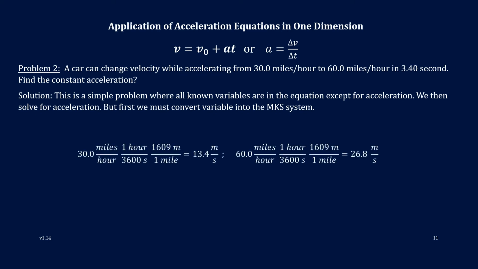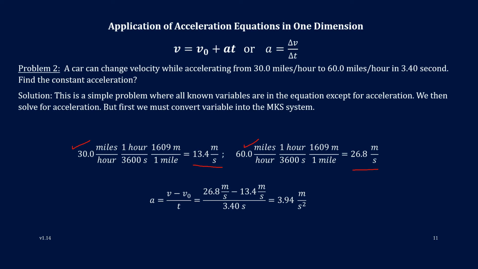So the first thing we do is convert this 30 miles an hour to 13.4 meters per second, and we do the same thing with the 60, and we get our velocities in meters per second.